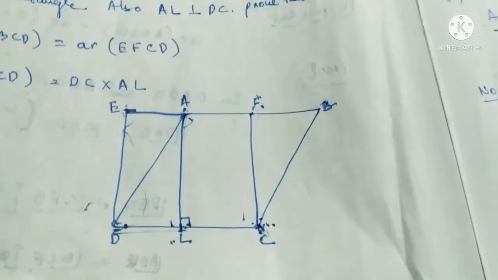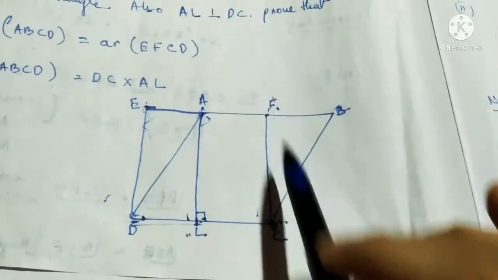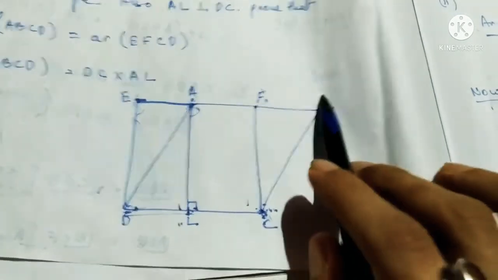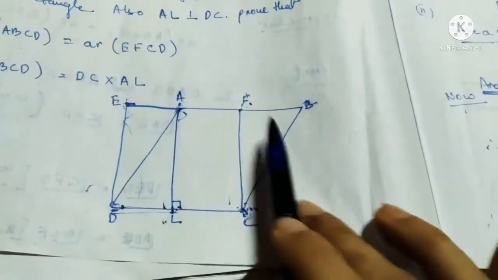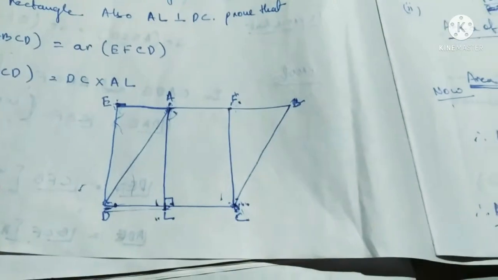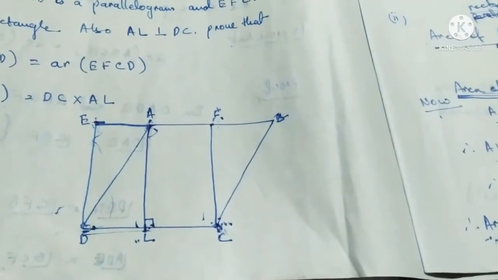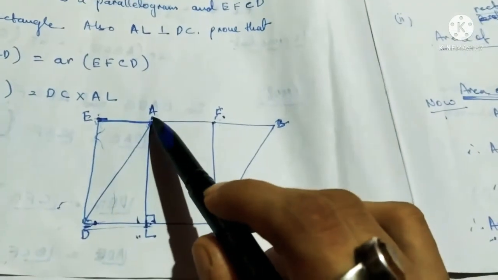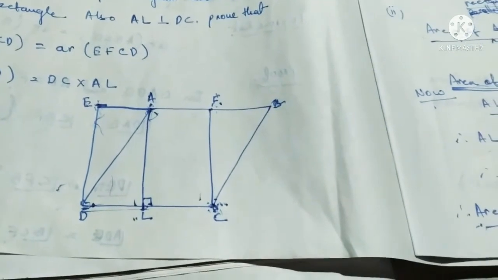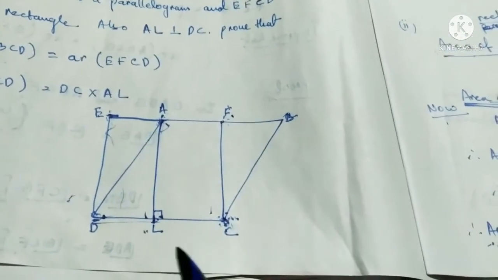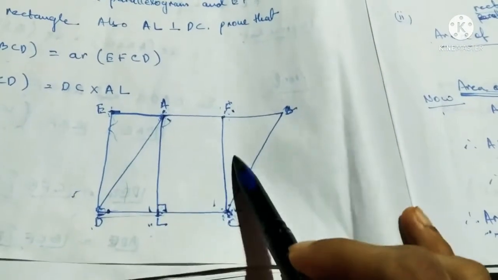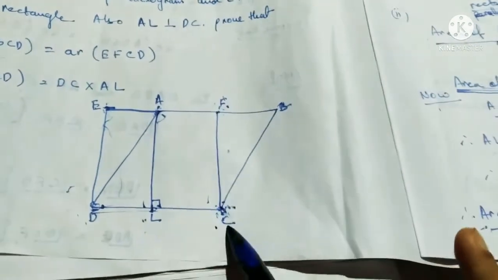Understand? Very easy. First one, how have I proved? I said that EFCD is a rectangle. Since a rectangle is also a parallelogram and ABCD is a parallelogram, these two parallelograms are on the same base and between the same parallels. Therefore, the area of the parallelogram ABCD is equal to the area of this rectangle EFCD. Finish. This is the first proof. Now to prove the next one, I will consider this rectangle: area of EFCD is equal to length into breadth, so DC into CF or FC, whatever you say.